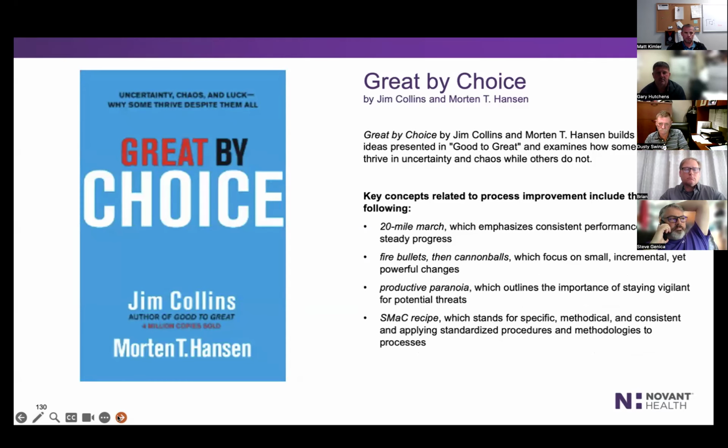Great by Choice. Jim Collins also wrote Good to Great. This would be like the sequel to Good to Great. So once you read Good to Great, I would recommend Great by Choice.